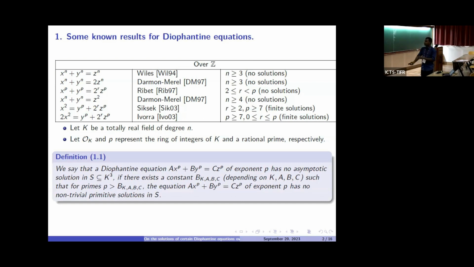So basically, here what we are saying is, we take a Diophantine equation. Now we can find a constant depending on a, b, c and the totally real field K, so that if you take a prime bigger than this constant, this equation has no non-trivial primitive solution in the set S. So instead of studying all the solutions of all these equations, we are finding a constant, and we are saying that if you vary the prime bigger than this constant, this equation has no non-trivial primitive solution.